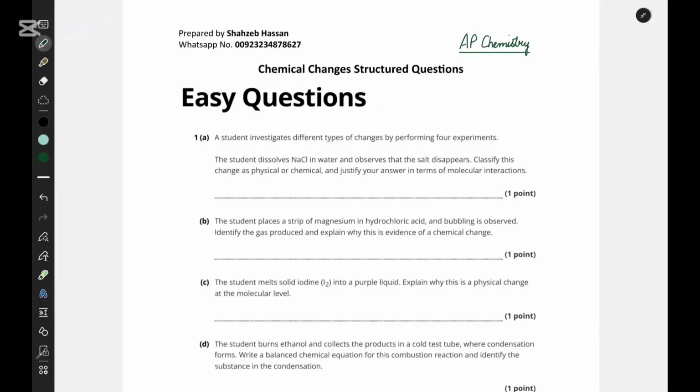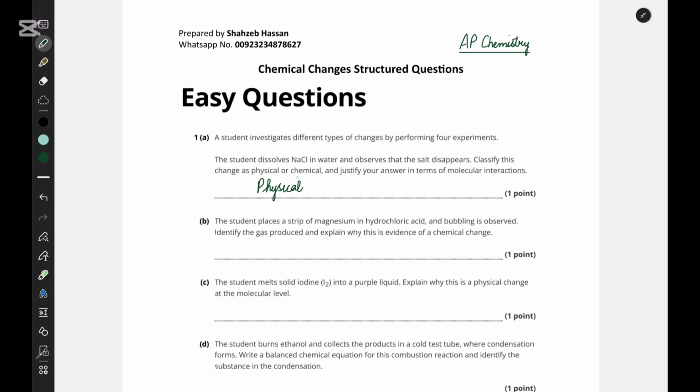We are going to attempt past paper questions related to chemical changes. A student investigates different types of changes by performing four experiments. The student dissolves NaCl in water and observes that the salt disappears. Classify this change as physical or chemical and justify your answer in terms of molecular interaction. So dissolving NaCl in water is a physical change.